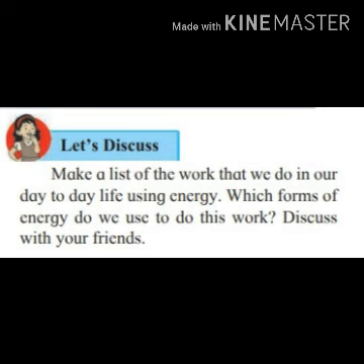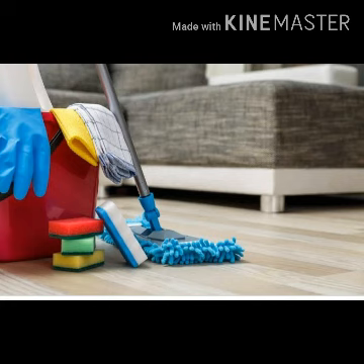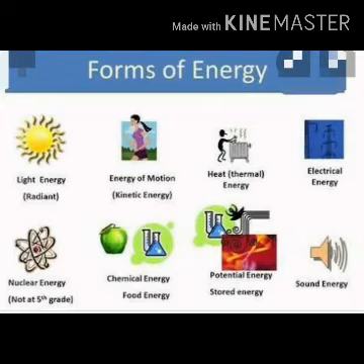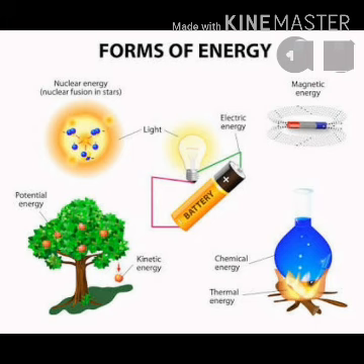Which forms of energy do we use to do this work? Answer is play games, cook food, do cleaning, etc. We use different forms of energy for this work, like heat energy to cook food, sound energy to listen to music, chemical and mechanical energy for riding, etc. Organisms use energy to survive, grow, respond to stimuli, reproduce, and for every type of biological process.